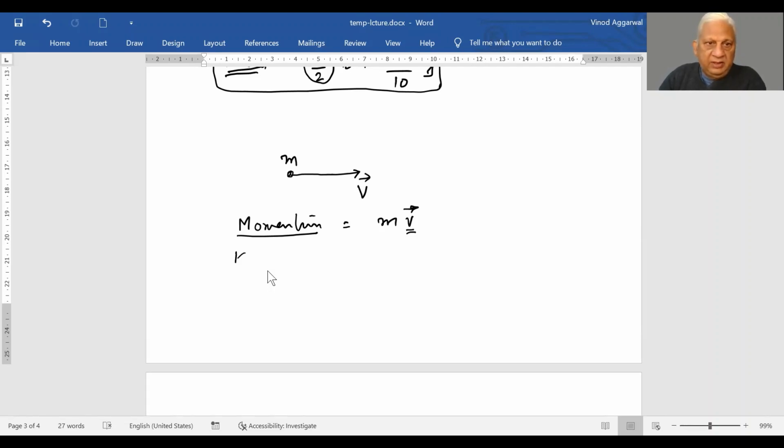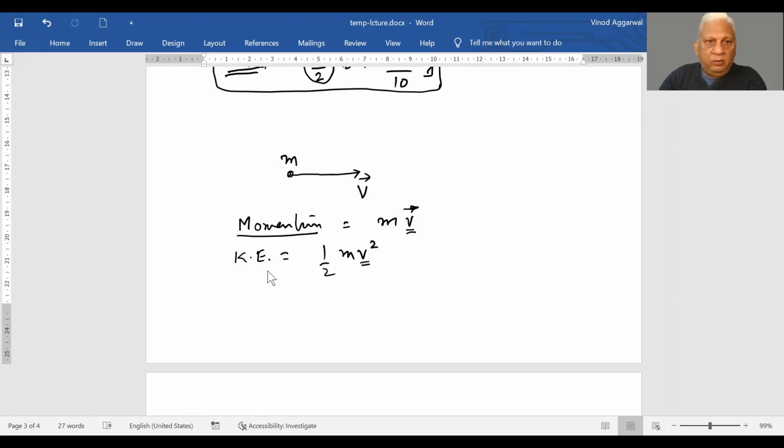Now, what will be its kinetic energy? We all know kinetic energy will be half mv square. Here, it doesn't matter which direction v is going because it's a scalar quantity, right?